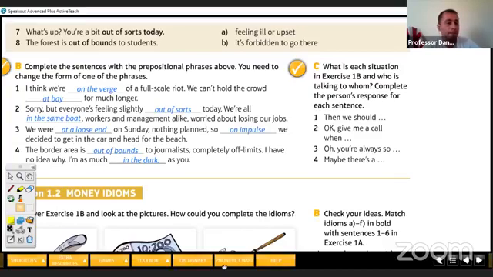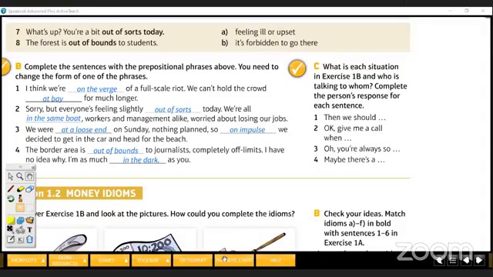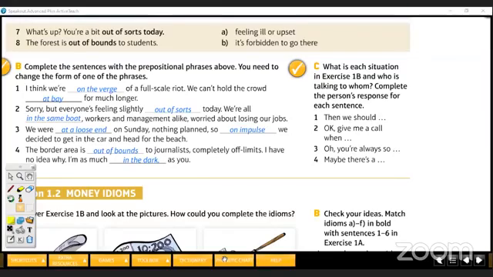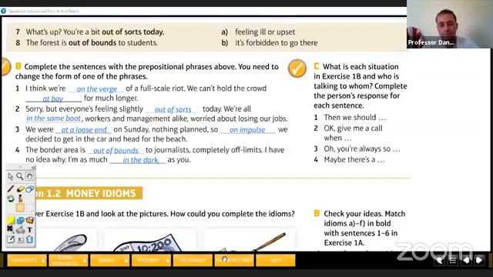We were at a loose end on Sunday, nothing planned. So on impulse, we decided to get in the car and head for the beach. Maybe friends, fellow students, or friends talking about the previous weekend. Yes. The weekend ahead. What about number four? Who is talking to whom? The border area is out of bounds to journalists, completely off limits. I have no idea why. I'm as much in the dark as you.